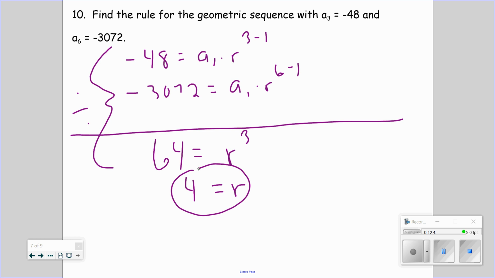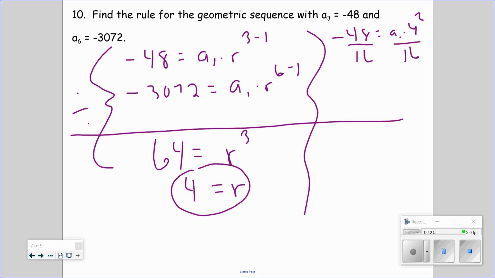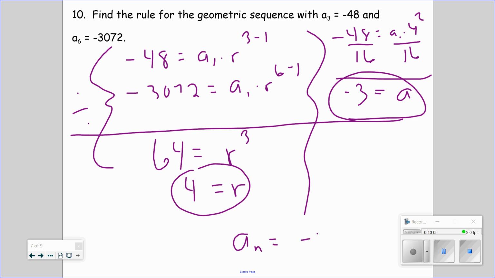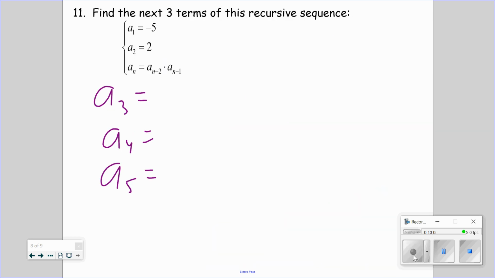I'll plug it back into my favorite equation, which is the first one. And I'll divide both sides by 4 squared, or 16. A1 is negative 3. And you're not done until you compile your equation. AN equals A1 times R to the N minus 1.